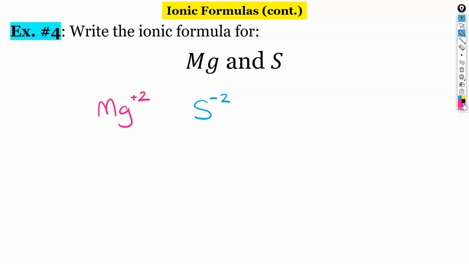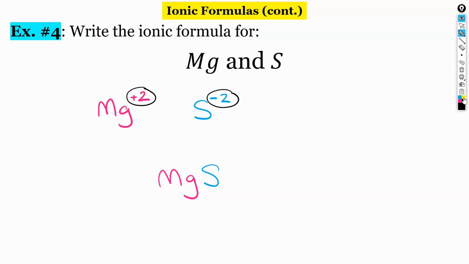So if we look at the 2 charges, we have +2, we have -2. We don't need to do multiples of anything. We can just take these 2 pieces and put them together. So this will be magnesium and sulfur. Put them together just like that, MgS.